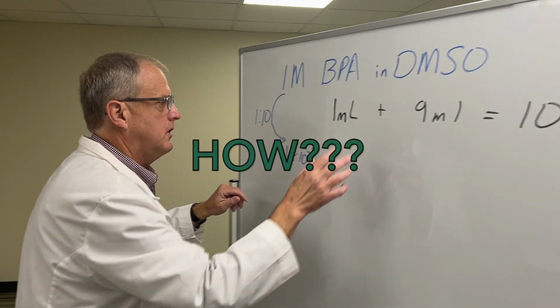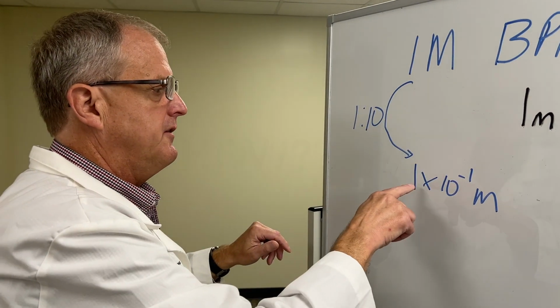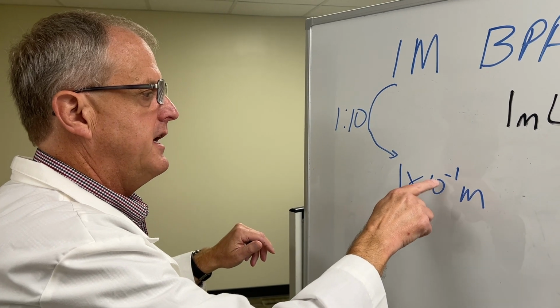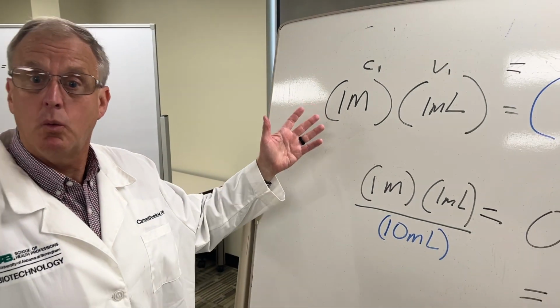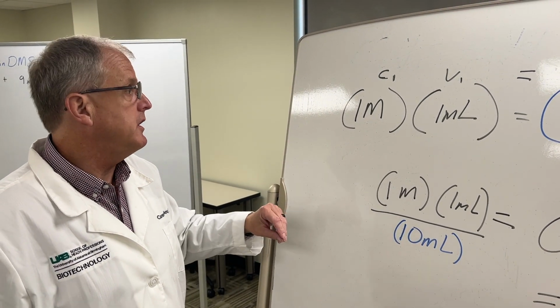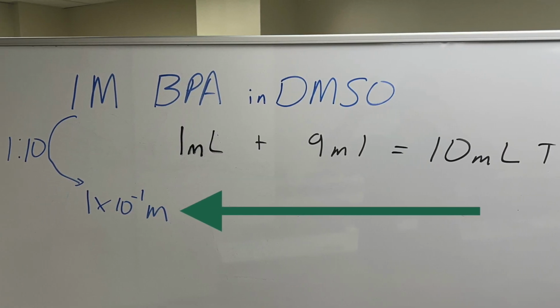How do we do this? Well, I just told you. This will give us a concentration of 1 times 10 to the negative 1 molar. Now, if we move over to our next board, I want to show you how we did that 1 to 10 dilution and how that will equal 1 times 10 to the negative 1 molar.